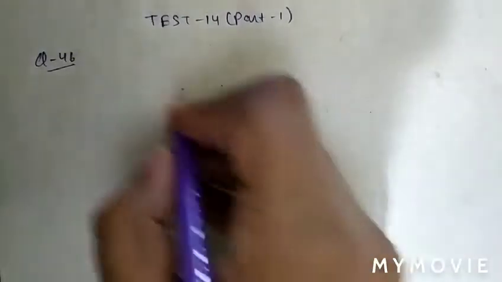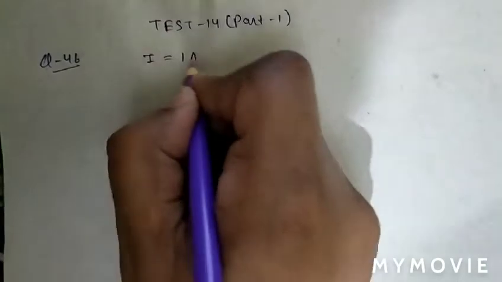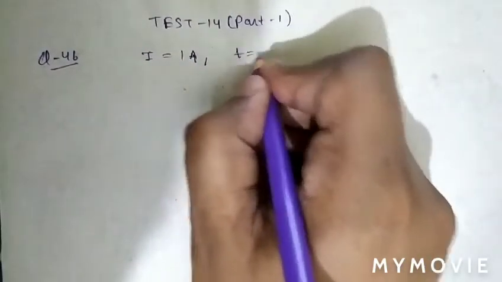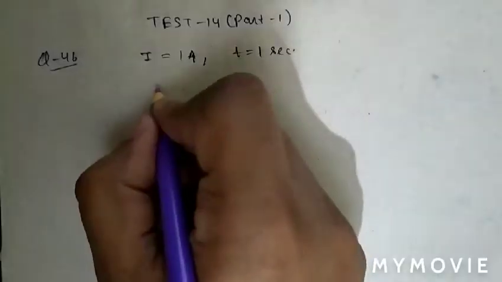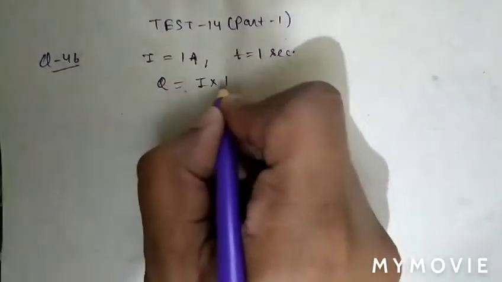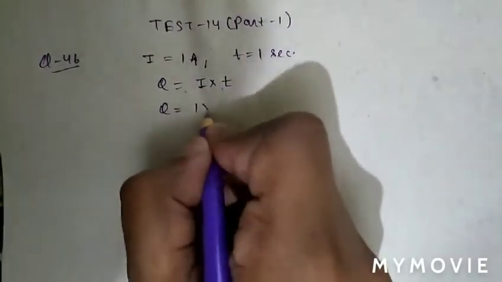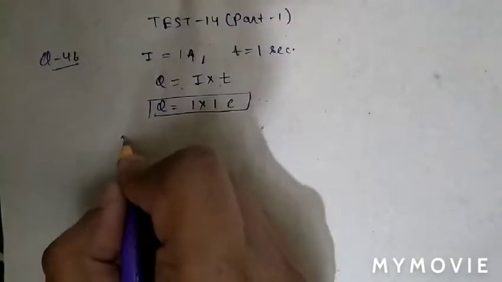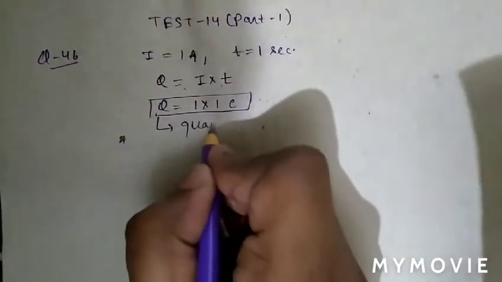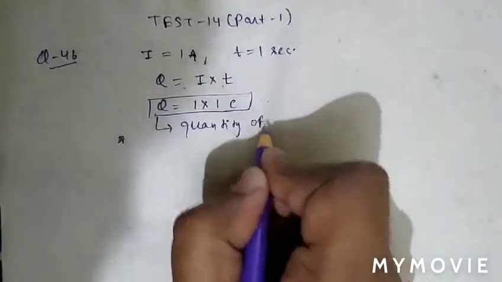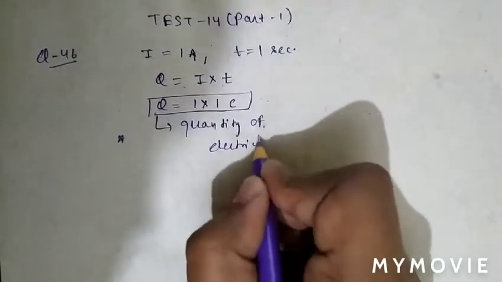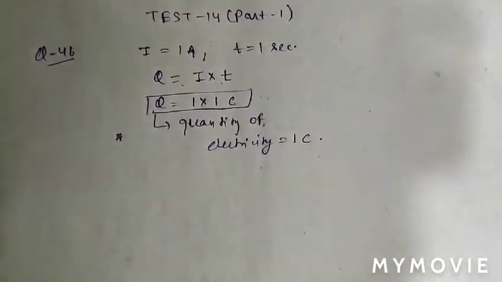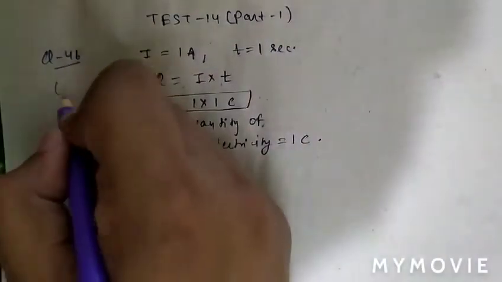In question number 46, what is given there? When 1 ampere current is passed for 1 second. So time is also given, 1 second. As we know that Q equals I into T, so Q will be equal to 1 into 1 coulomb. It means the quantity of electricity will be equal to 1 coulomb. Question number 46, option B is correct.